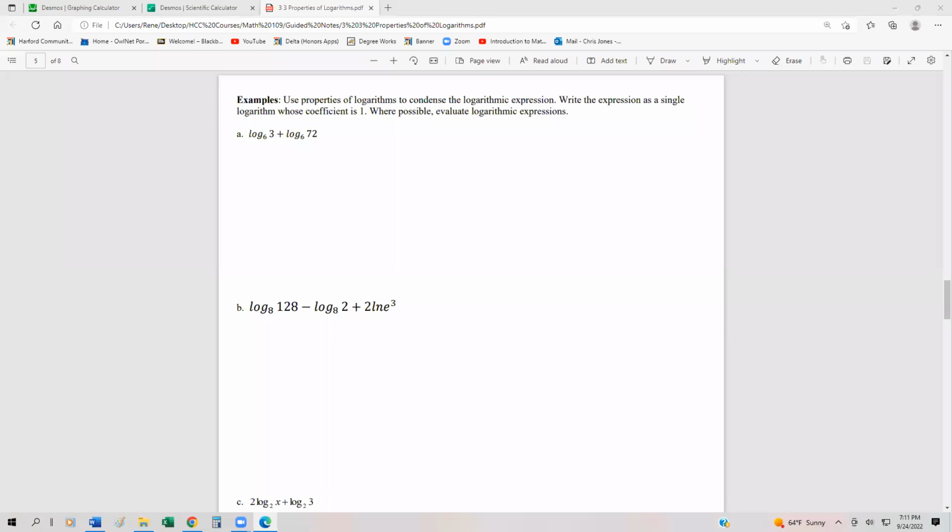In the previous sections, we took logarithmic statements that were in the condensed form and we expanded them. In this section, we're going to do the opposite. We're going to take logarithmic expressions that are in the expanded form and write them into a condensed form.